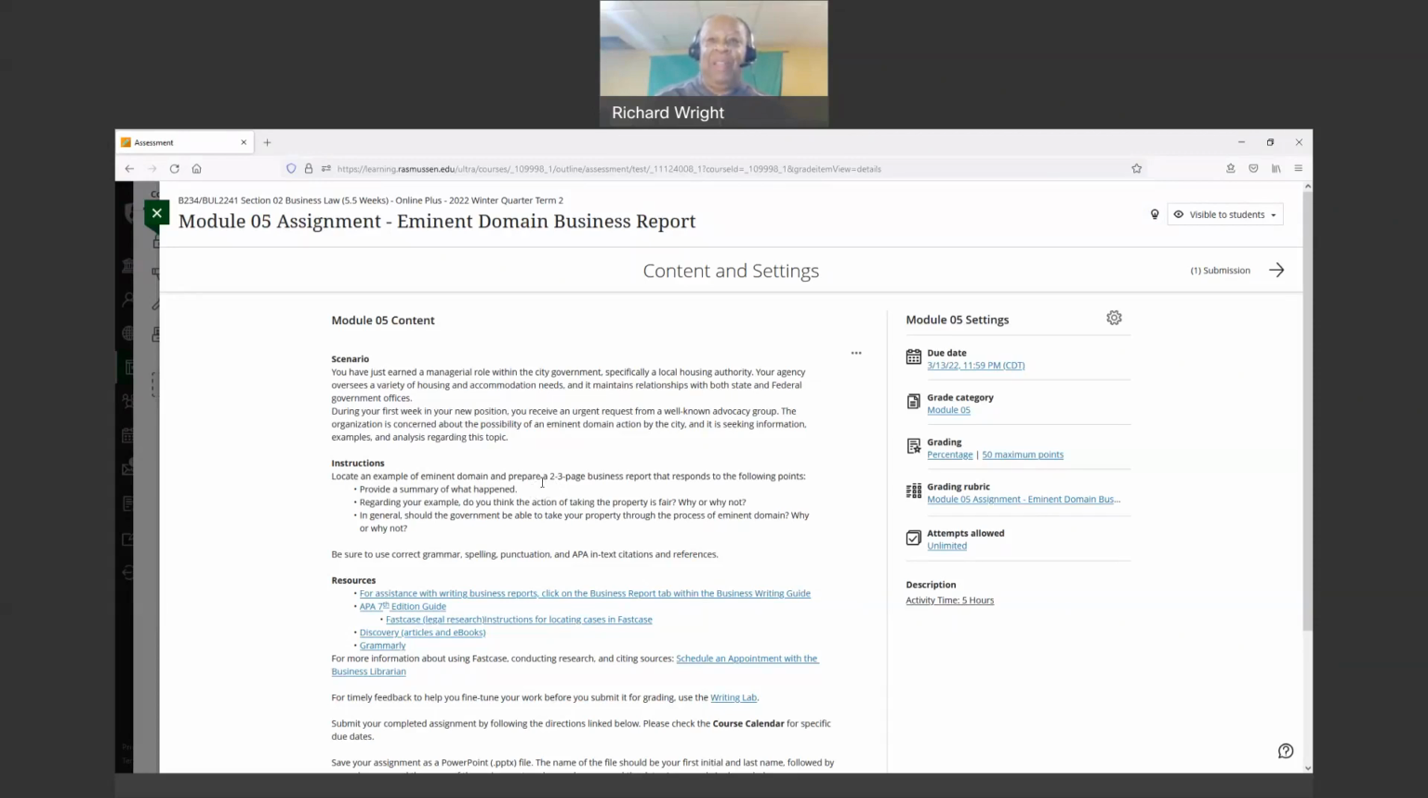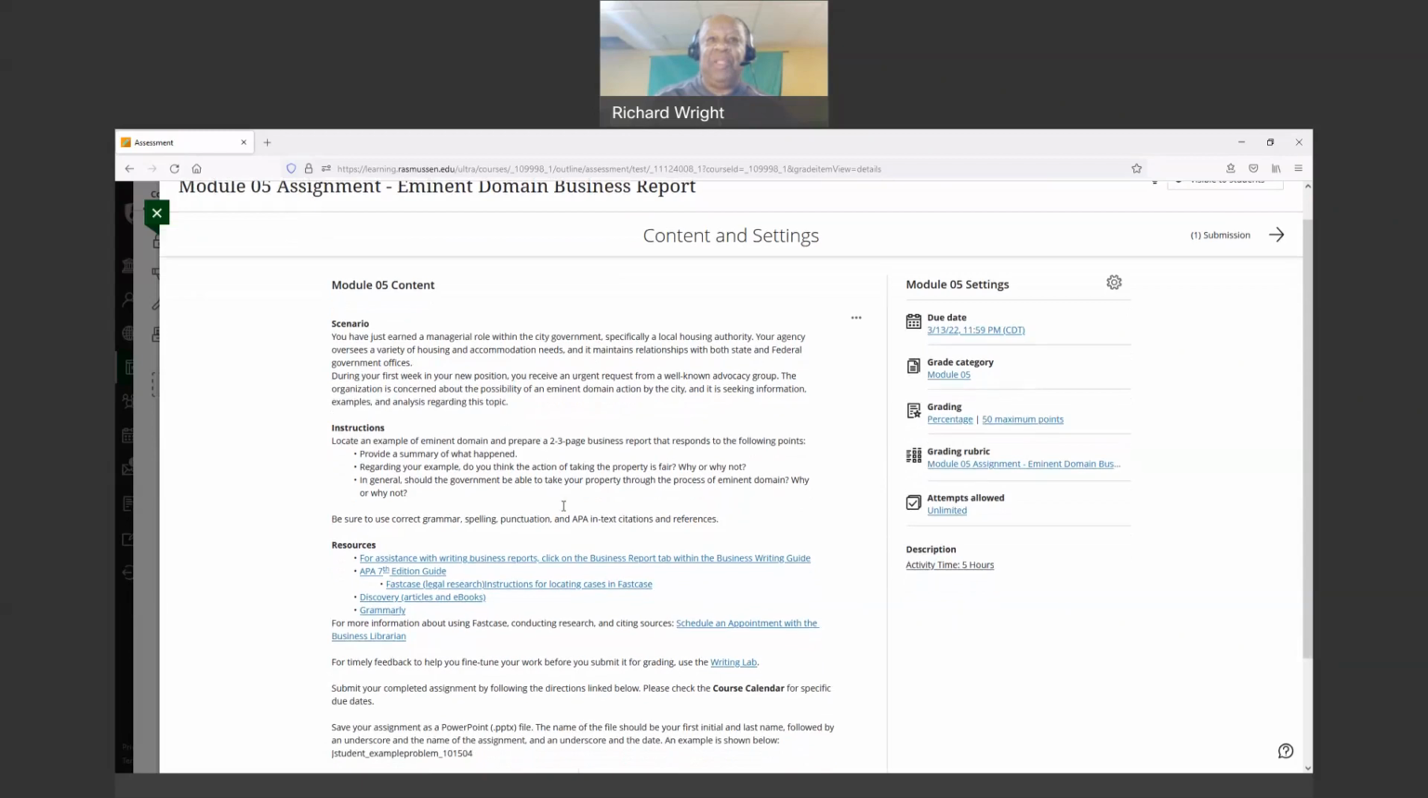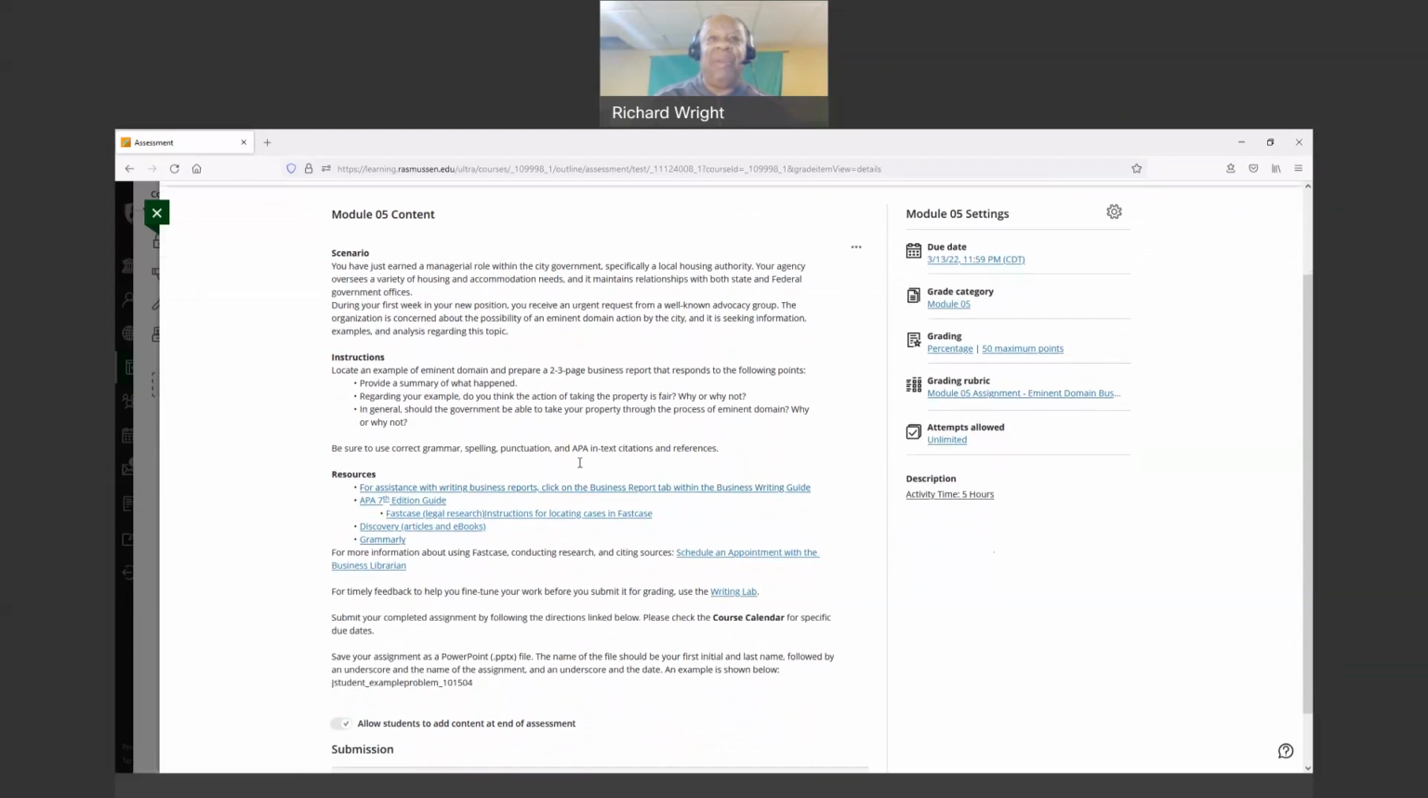So you're going to write it in proper paragraph form, with proper spelling, and then you're going to answer these questions for each of these bullet points. It reminds you in the assignment: proper grammar, spelling, punctuation, and APA. See what it says? In-text citations and references. So not only is it in the rubric, but it's in the module as well.